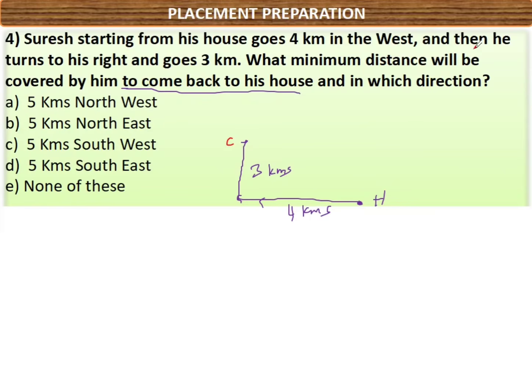He can travel all around the world. After so many years, he can come to H. Like this, so many options are available. But which one are they asking? They are asking what minimum distance. You need to find the minimum distance from C to H. Minimum distance from C to H means definitely a straight line from C to H.